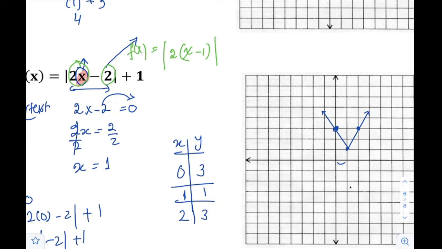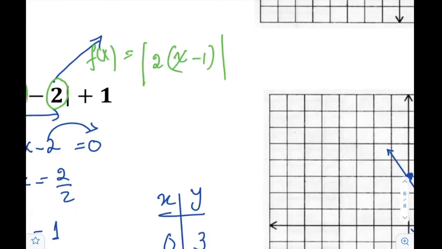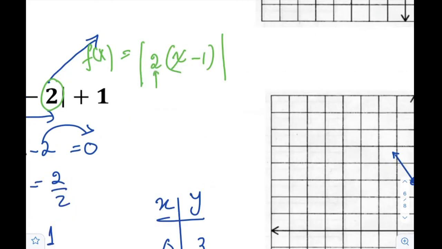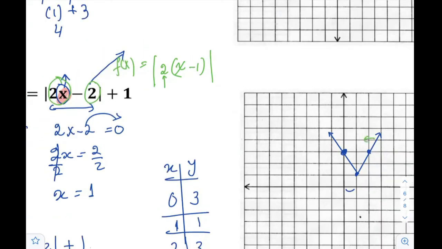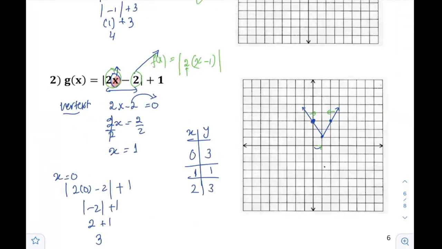And we can describe now. We will find that there is 2 inside, more than 1, so it is compressed horizontally, and that explains why it is becoming thinner. x minus 1 means 1 unit to the right, and indeed it moved 1 unit to the right, as we can see in the new graph. So this is a kind of tricky question if you are describing the translation.